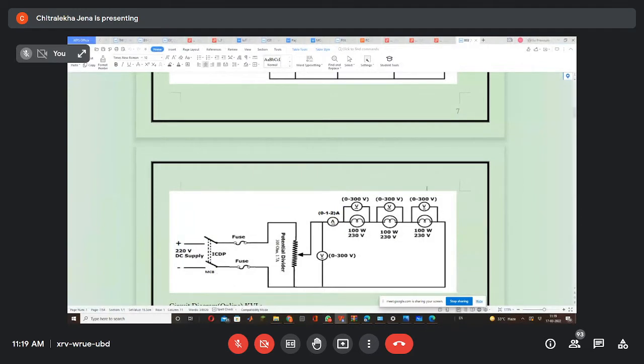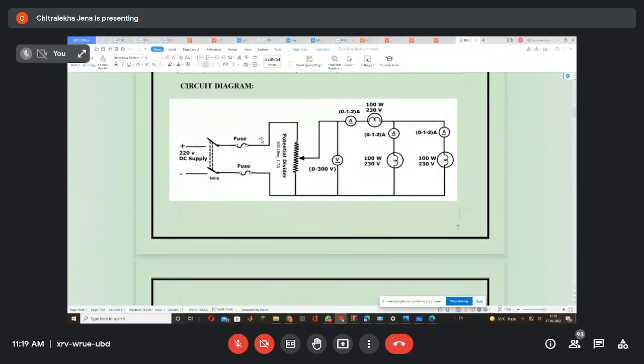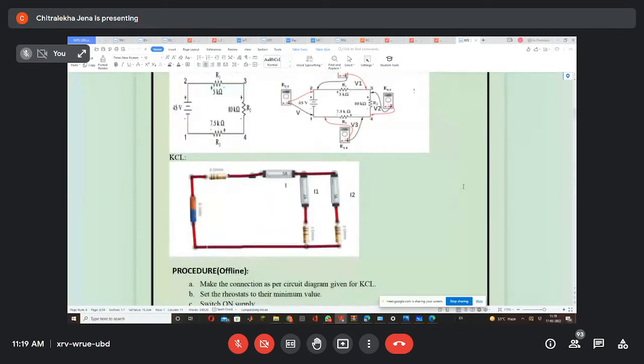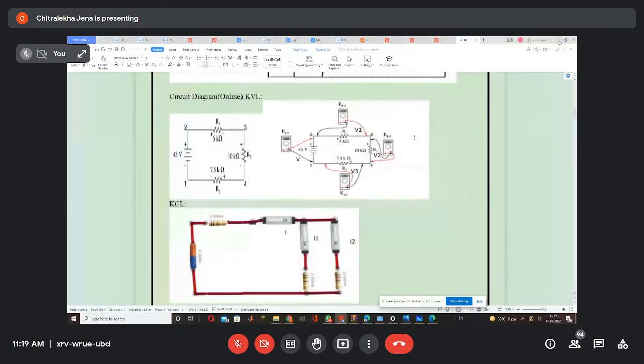Yes, ma'am. So that is iron clad double. Actually, nowadays we are using MCB. Instead of fuse and DM, we are using miniature circuit breaker. All of you have seen miniature circuit breaker? Yes, ma'am. So this is your video.